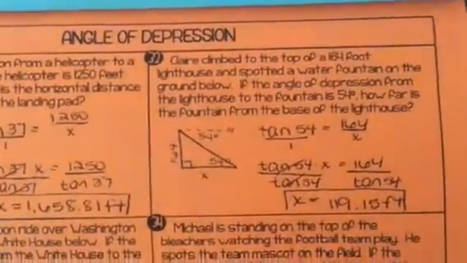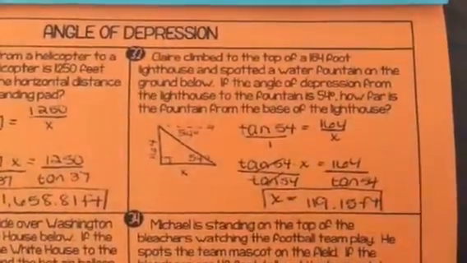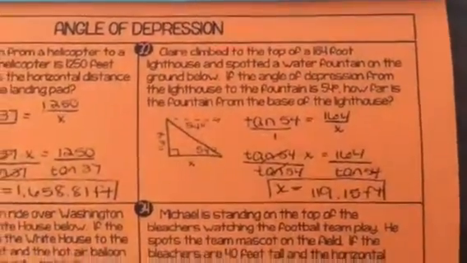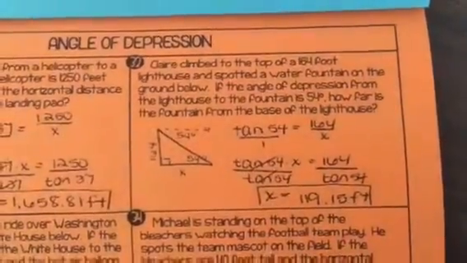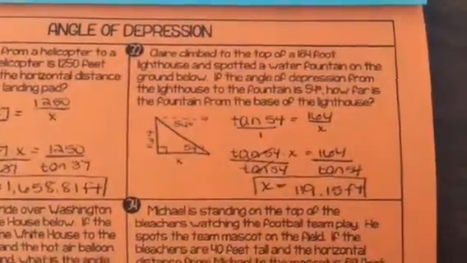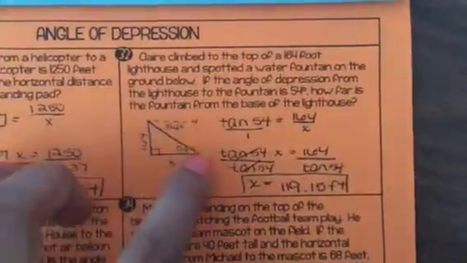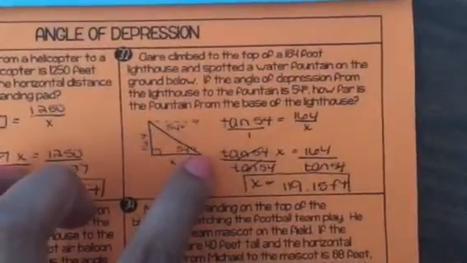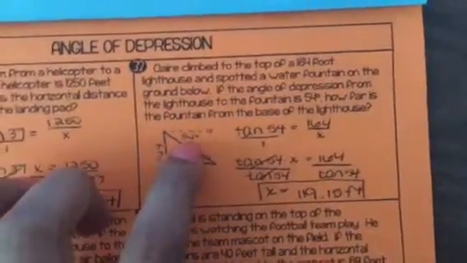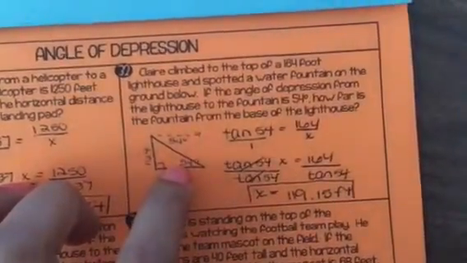The next problem, number 32. Claire climbed to the top of a 164-foot lighthouse and spotted a water fountain on the ground below. If the angle of depression from the lighthouse to the fountain is 54 degrees, how far is the fountain from the base of the lighthouse? So here I have a girl standing up at top of the lighthouse. She's looking downwards and sees a water fountain. The angle that she's looking downward at is 54 degrees. Note that the opposite interior angle right here is also 54 degrees.